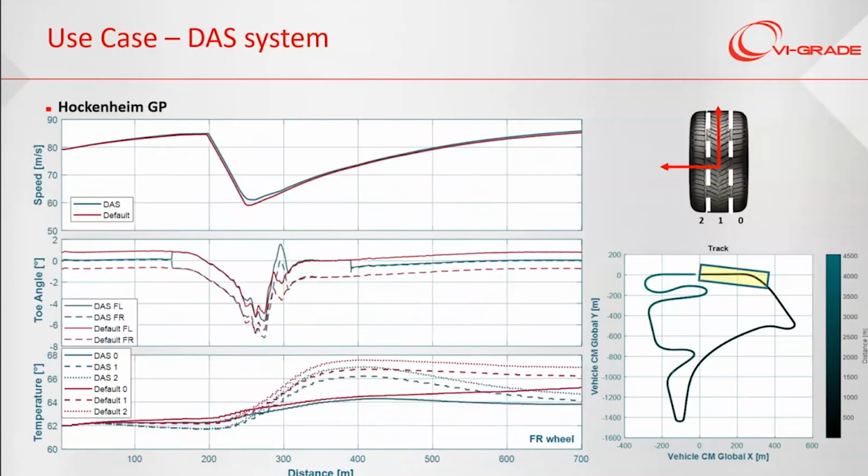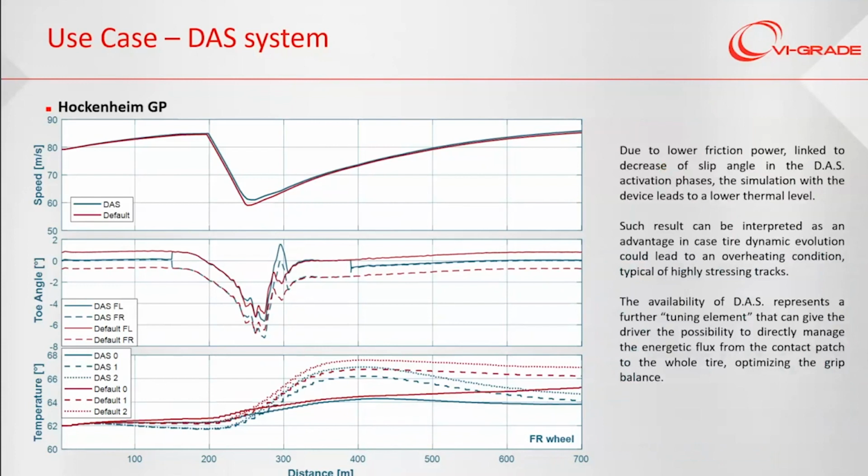Considering a section of the track, we can see how a single maneuver could affect the tire temperatures and how the DAS system allows to keep the tire colder due to the decreasing of the friction power and the higher vehicle velocity. So the availability of the DAS system represents a new tuning element to manage the tire temperature and consequently the wear.